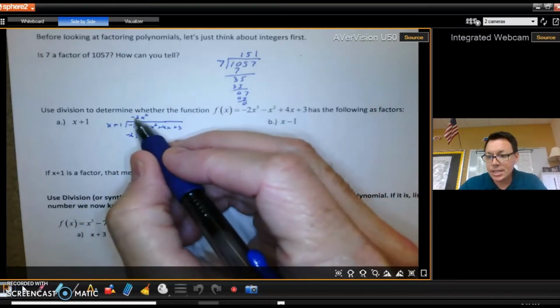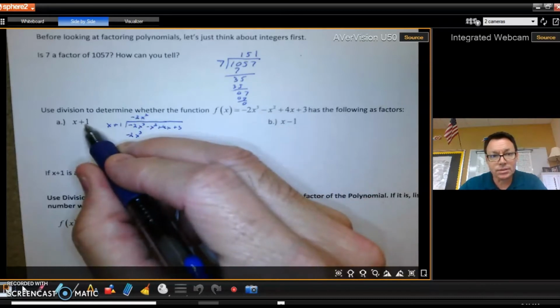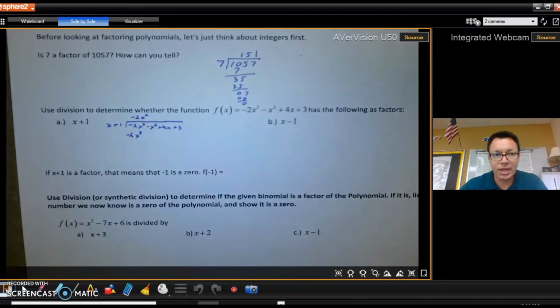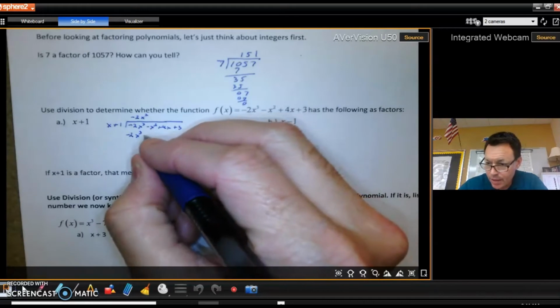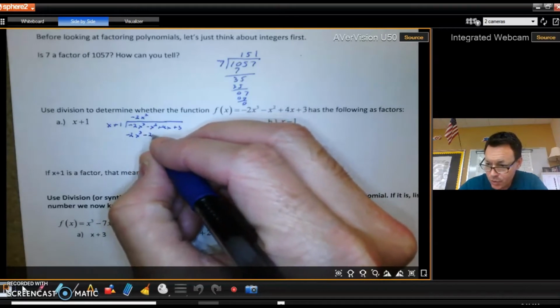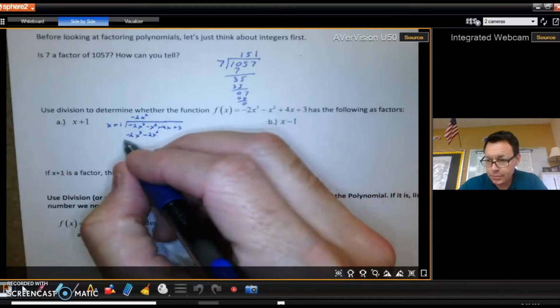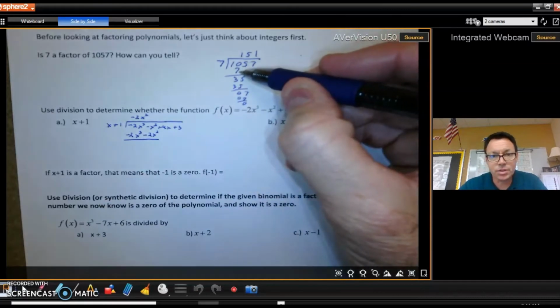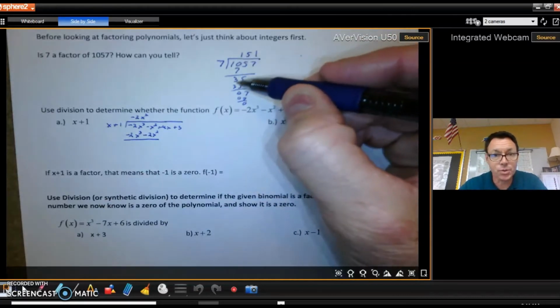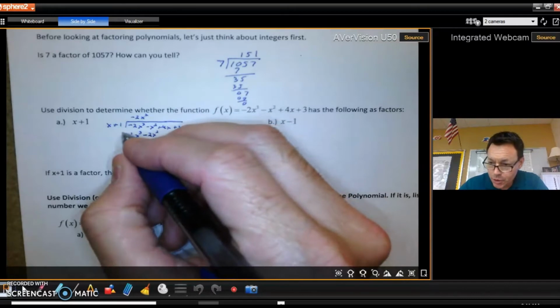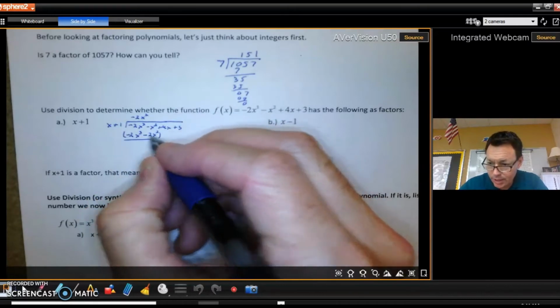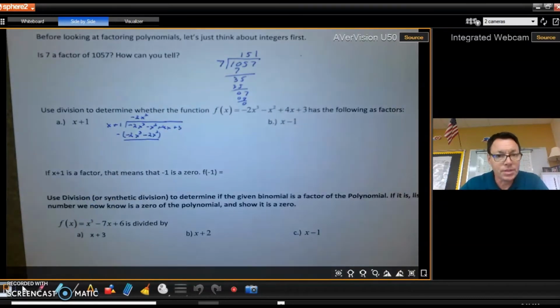But I'm also going to take the negative 2x squared times the 1. Okay, if you're going to multiply something, you got to multiply everything. So we're going to distribute, and that's going to give me negative 2x squared. Now, what's the next thing we do in division? We subtract to see how close we got. Well, remember we're subtracting, so we're going to distribute this subtraction.